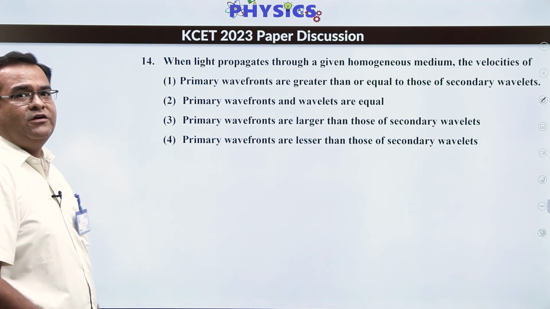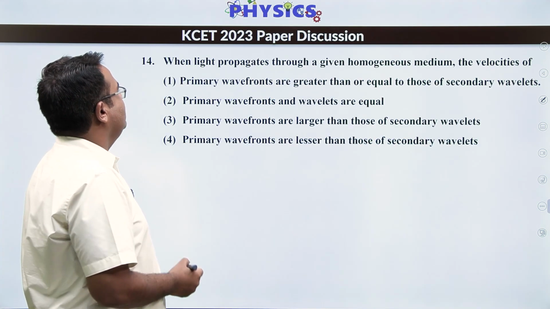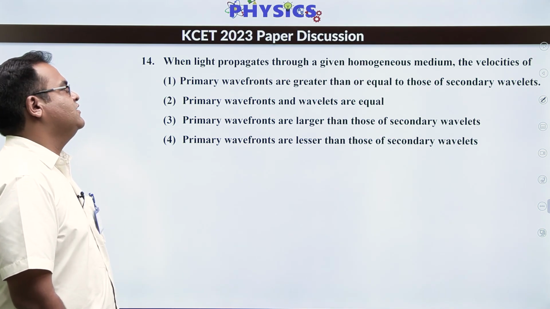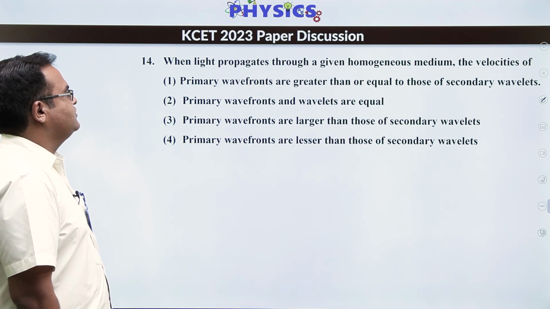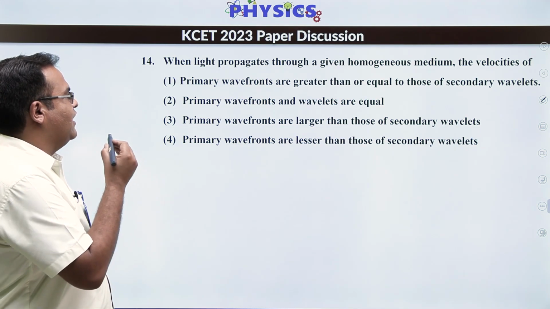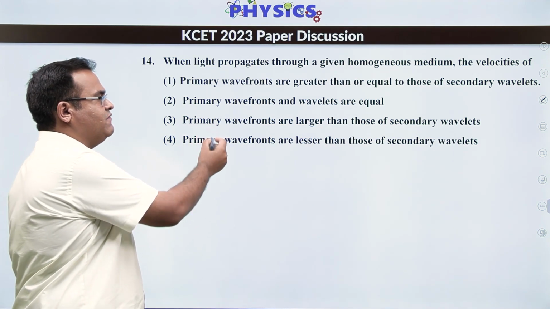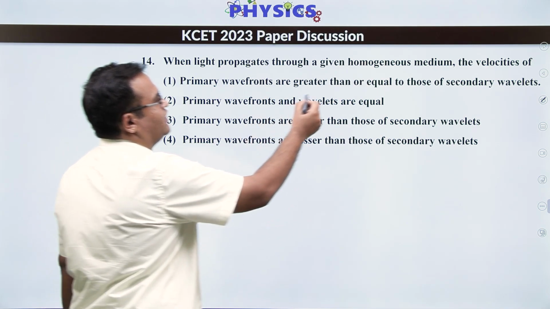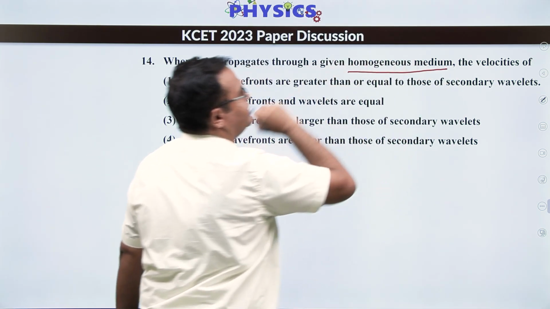Let's move to question number 14. In question number 14, they are saying that when light propagates through a given homogeneous medium, the velocities of primary wavefronts are greater than or equal to secondary wavelengths. Are they equal, or in primary wavefront it is larger, or it is in primary wavefront they are smaller? Now if you check out the question, it says about homogeneous medium.